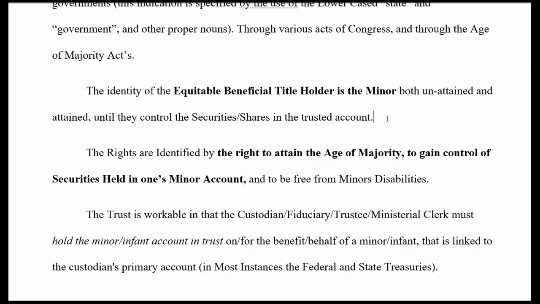You are at least 18. And you want to be treated as a person of majority who can tell them what to do. But even the minor who's of age 18 can tell the trustee what to do. They can't erase the fact that you are an equitable beneficial title holder because you hold the birth certificate and you generally day-to-day manage that. Now you're telling them as trustees to do their job. So, your rights are identified by the right to attain the age of majority, to gain control of the securities held in your minor account, and be free from minor disabilities.